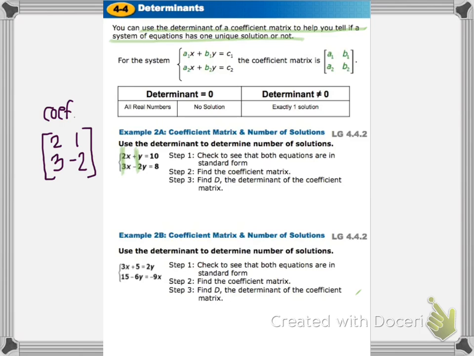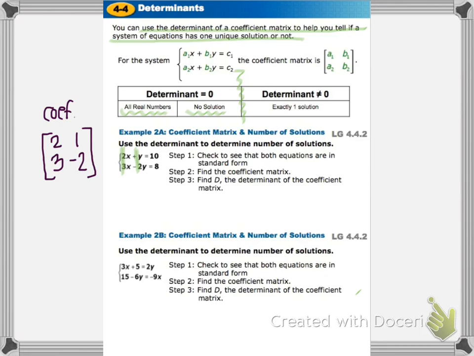What the rule says is that if the determinant of your coefficient matrix is equal to 0, then you could have one of the two special case situations. You could have all real numbers, or you could have no solutions. So it narrows it down as to whether it's one of the special cases or not. And if the determinant is not equal to 0, then there must be exactly one solution. Now, it doesn't tell you what the solution is, but we do have a process for finding out what it is.